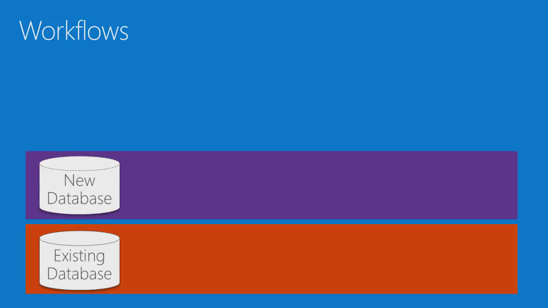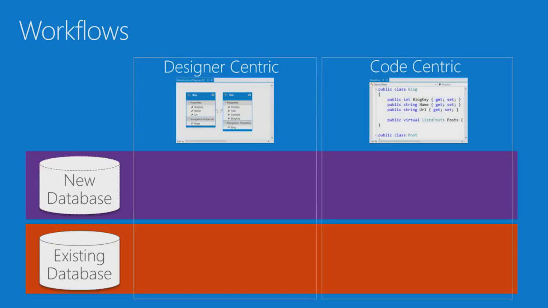The second pivot is completely up to you, and that is what workflow or method you prefer to develop a model with. Would you like to have boxes and lines on a canvas, or would you prefer to just write code? Okay, so this gives us four boxes to fill in.